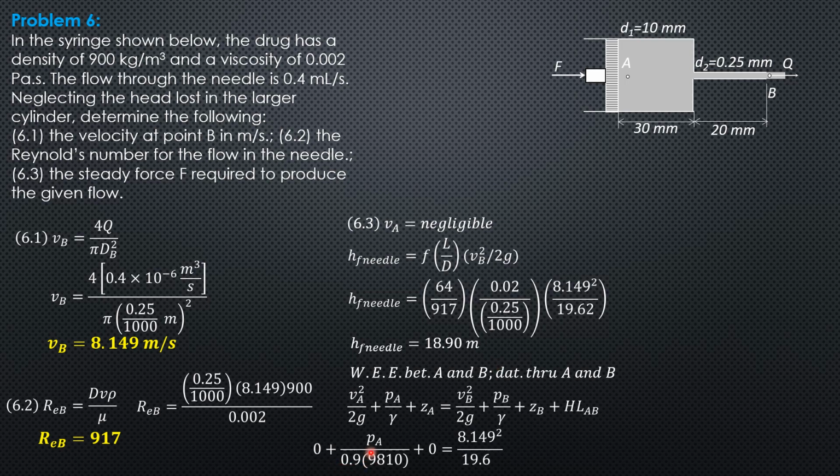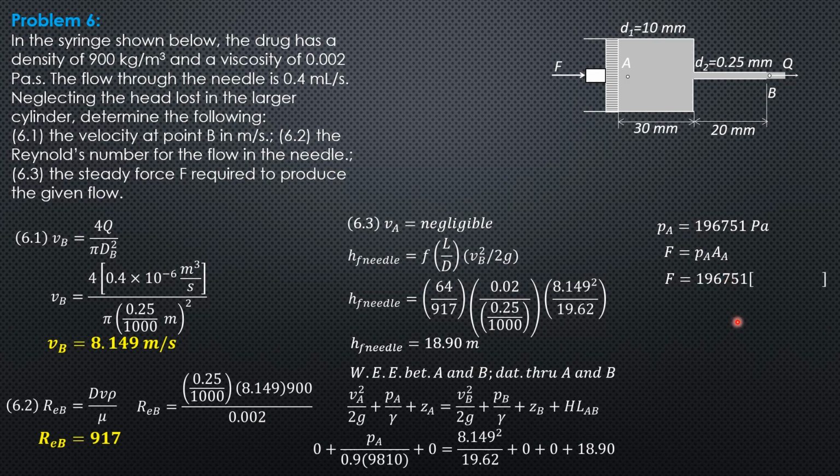Let's make the pressure at A in pascal. 0.9 is a specific gravity, 900 over 1000. Then specific weight of water. 0, elevation head at A, velocity head at B, pressure head at B 0, that's exposed. Elevation head at B is also 0. And head loss from A to B is the head loss in the needle alone, 18.9. Solving for P sub A is 196,751 pascals.